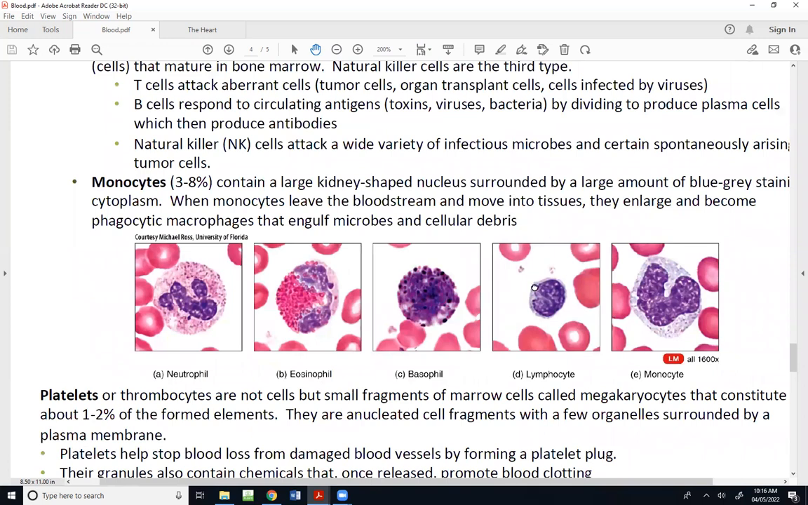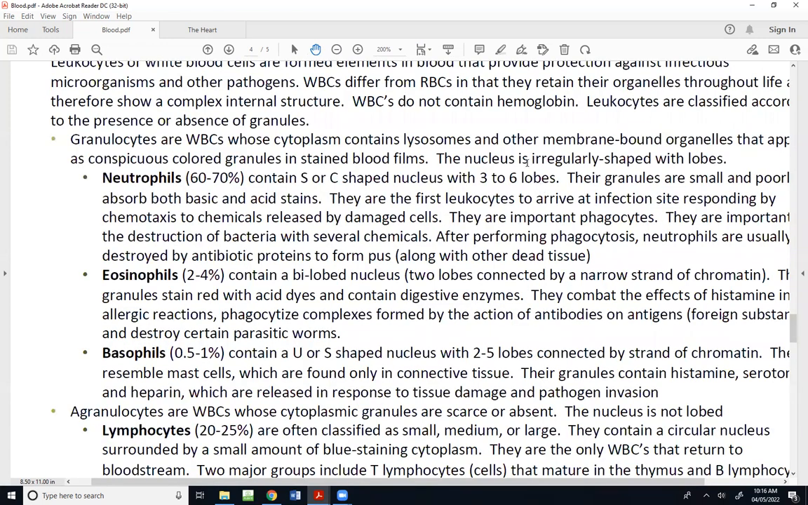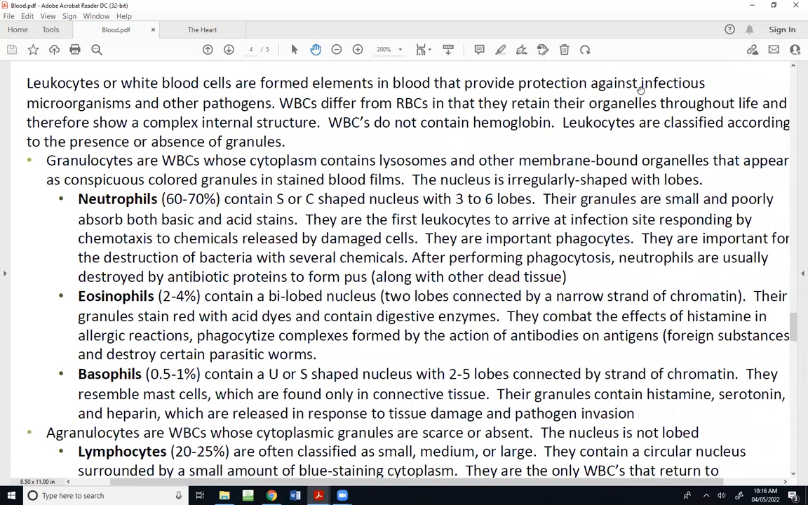All right, let's talk white blood cells. Let's go by the term leukocytes, which are formed elements in our blood providing protection against infectious microorganisms and other pathogens. So it protects us from things like bacteria, viruses, like coronavirus or COVID, but also fungi, parasites, even worms, unfortunately, can become inside of our body and infect us, as well as certain drugs and chemicals that can be detrimental to our health.